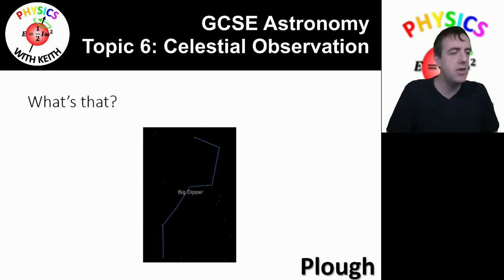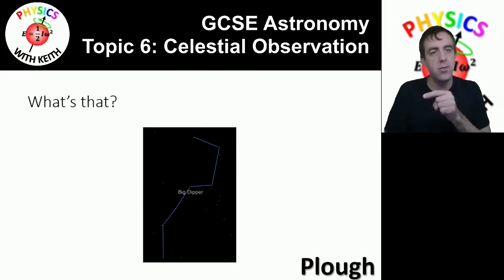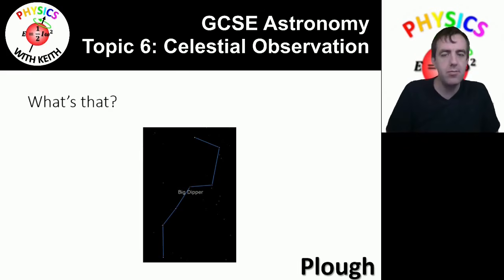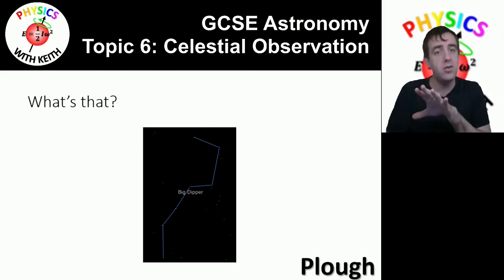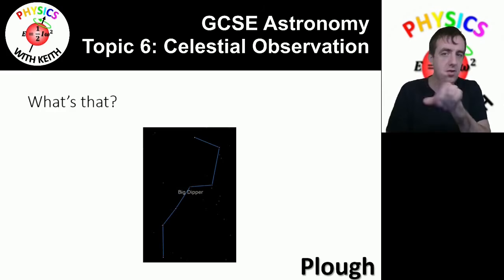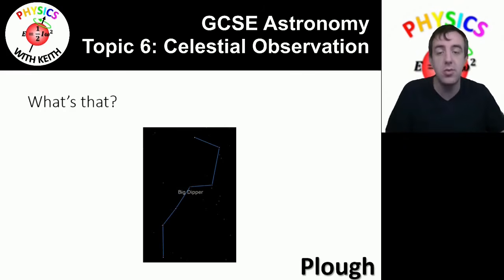And this one here, as I said, in the UK it gets called the Plough. In the United States it tends to get called the Big Dipper. I'm going to call it the Plough. But this is, again, a very distinctive shape and a very, very useful asterism for navigation. You can use this to find other stars. You can use this as a waypoint, to point to other stars.